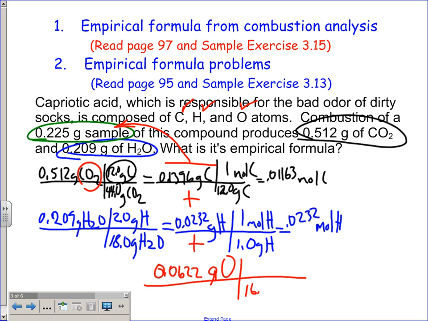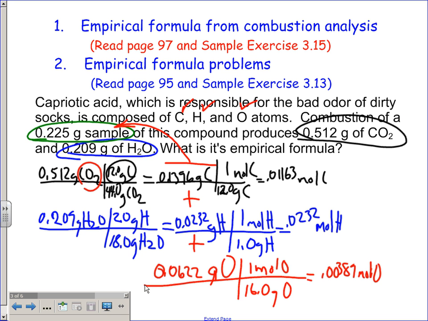And then I do the same thing for my oxygen. Oxygen, there's 16.0 grams of O for every 1 mole of O. And you can calculate that you have 0.00389 moles of O. Now, a formula is a ratio of moles, but these mole amounts are not whole numbers, and I have to have the smallest whole number ratio of moles.